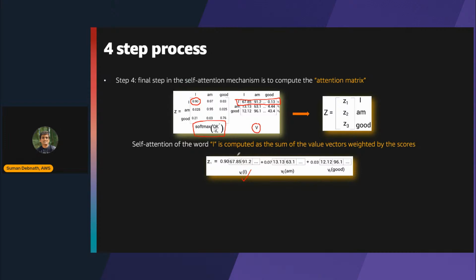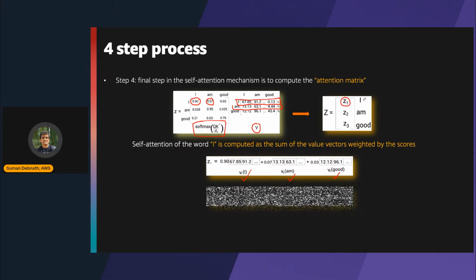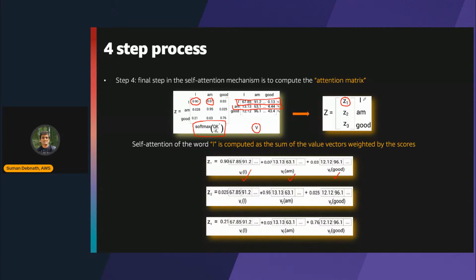Then I sum it, I add 0.7 with the vector which represents "am", which is here, and similarly for "good". And at the end, I get Z1. Similarly, I will get Z2, I will get Z3. And if I just keep all of them, then I will get a matrix called Z, and this is nothing but the attention matrix. That's all that the transformer encoder block does for this particular self-attention step.